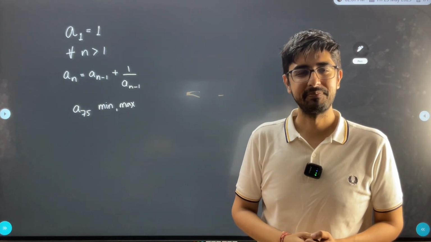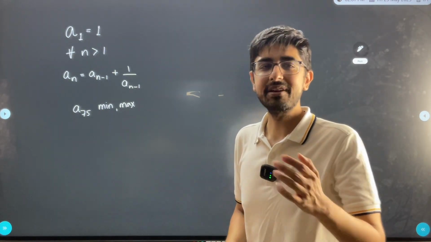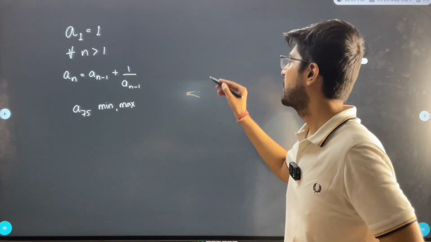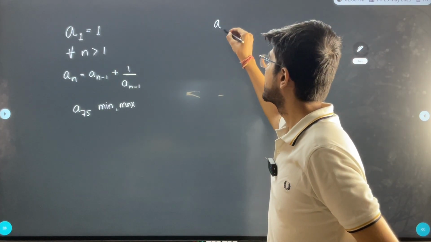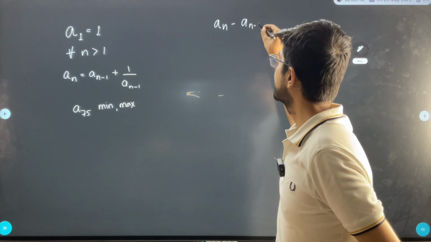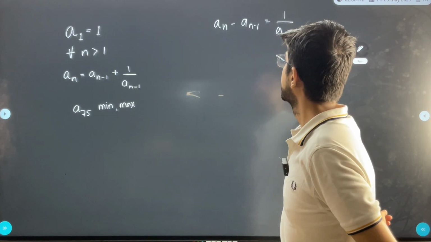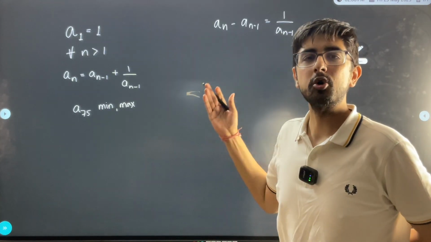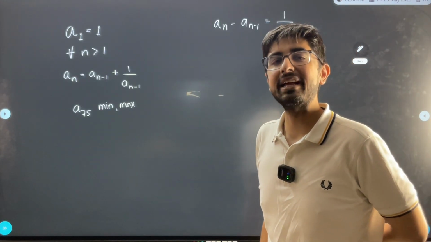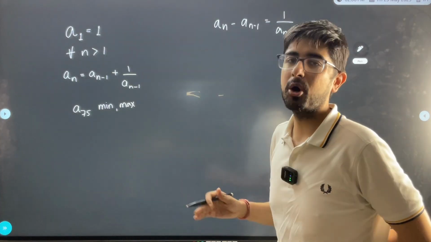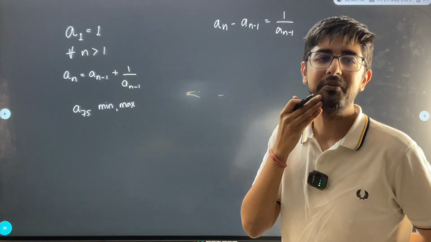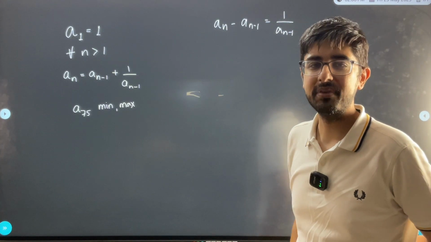interesting solution. Alright, given that you have tried this question, what we can see is an minus an minus 1 is 1 by an minus 1. So we can write this in the form of a telescopic series starting from a1 going all the way up to a75.